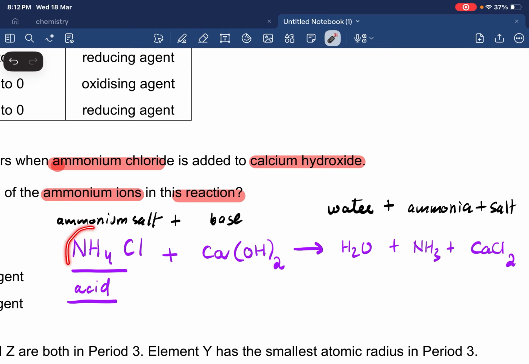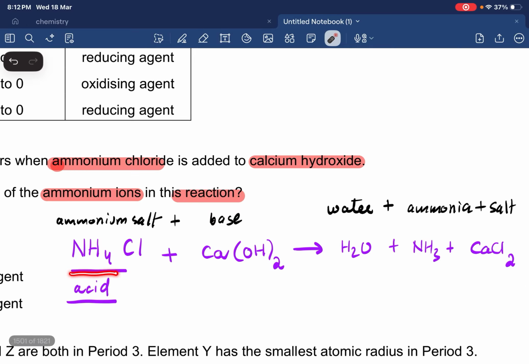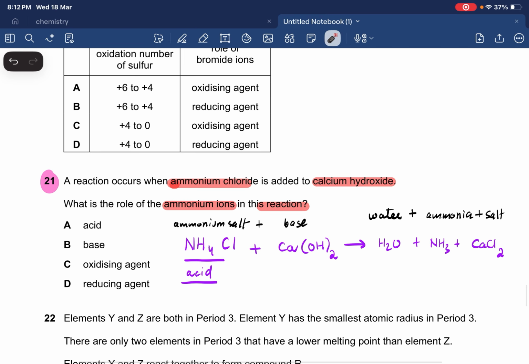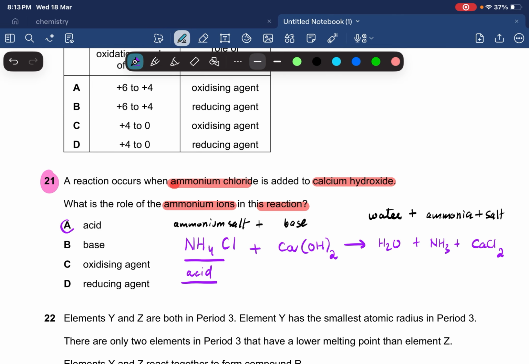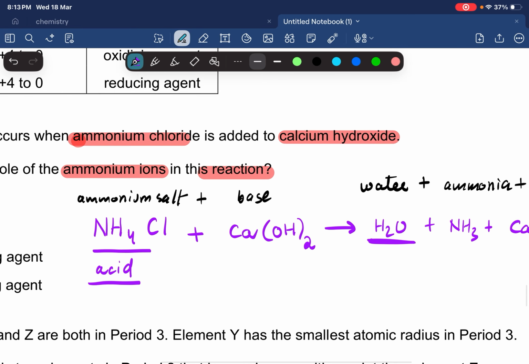What's happening is that ammonium ion is being converted into ammonia. So ammonium is a proton donor and it donated its proton to OH. That's why we're forming water. Do you get it? So what is the role of the ammonium ions? They're acting as acid because they are proton donors. And this OH negative, this calcium hydroxide, is a proton acceptor. It's accepting protons to form water. Got it?